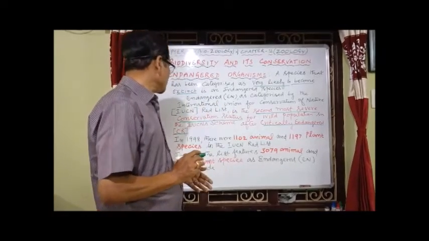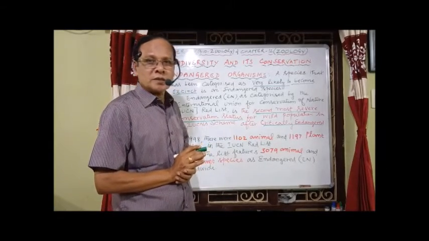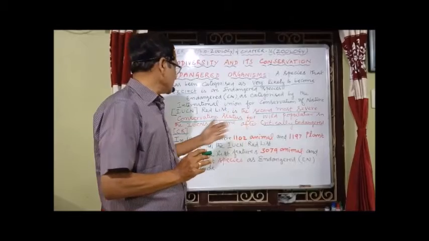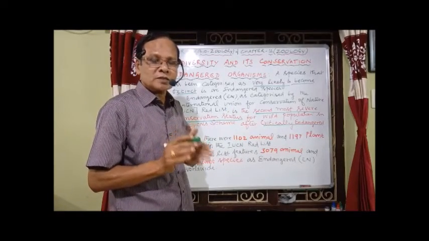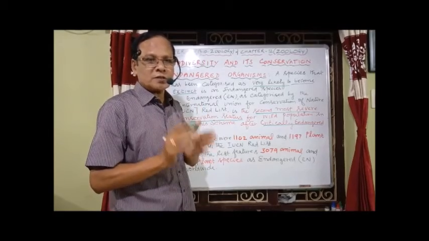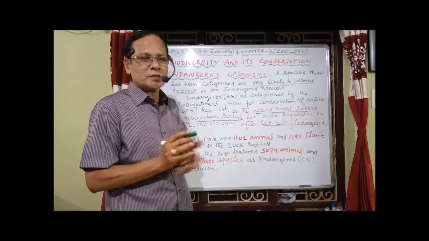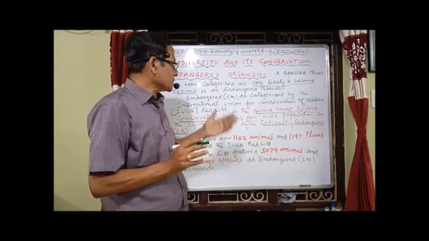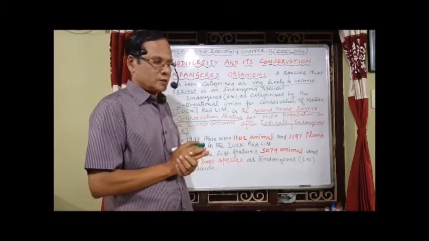For wild populations in the IUCN scheme, that is, the red list, critically endangered species is the first, most severe conservation status. We have to give importance to the conservation of such species because very few are left. The second most severe conservation status is endangered species.